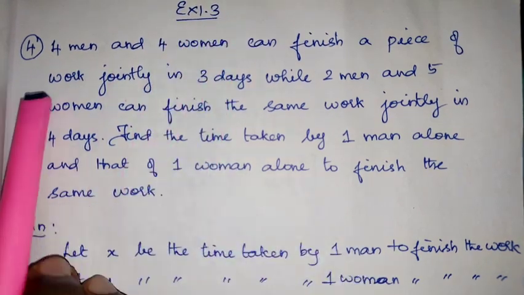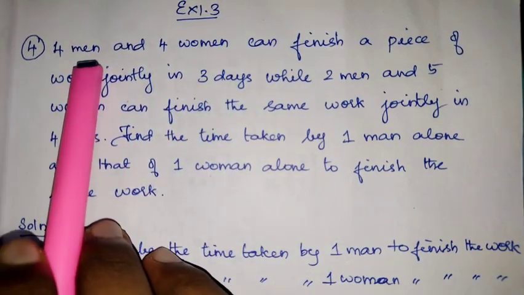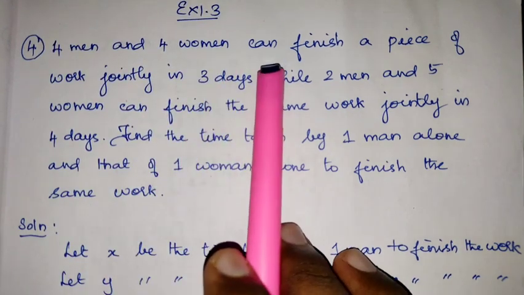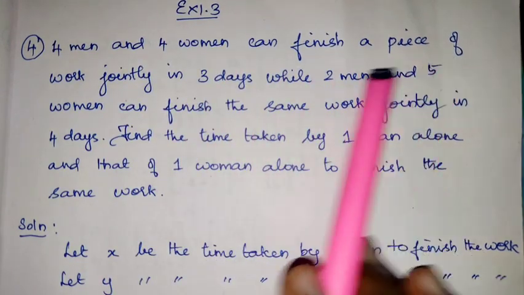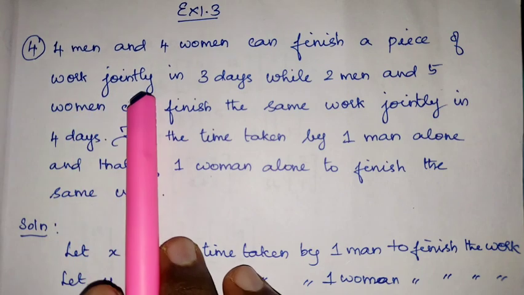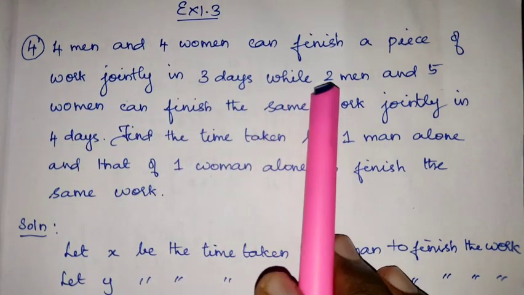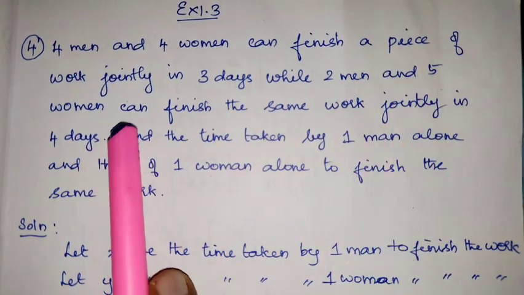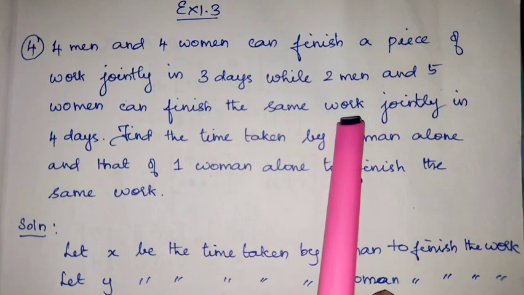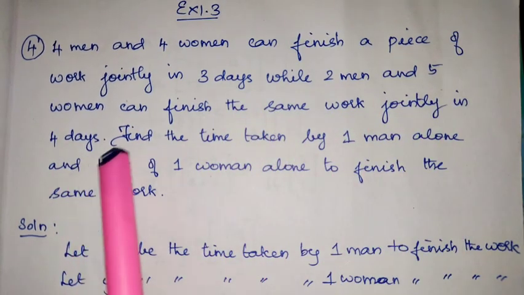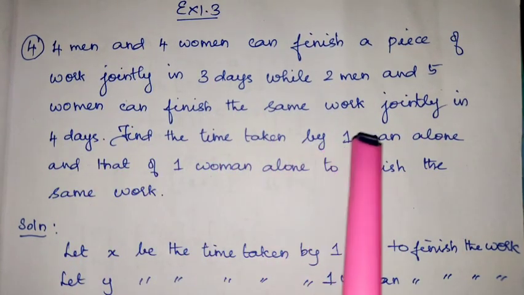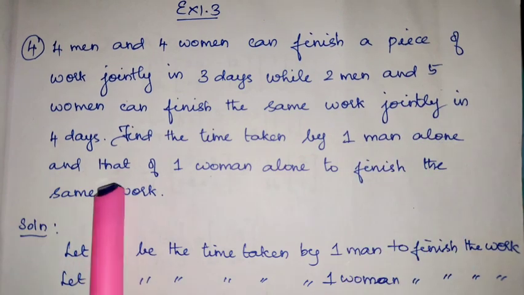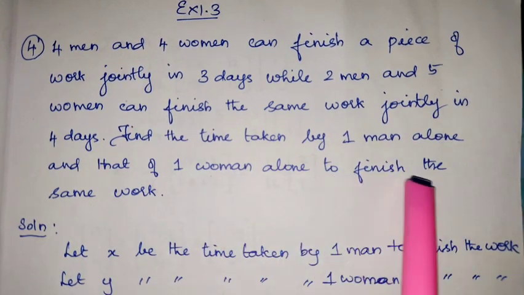Exercise 1.3, sum number 4. 4 men and 4 women can finish a piece of work jointly in 3 days, while 2 men and 5 women can finish the same work jointly in 4 days. Find the time taken by one man alone and that of one woman alone to finish the same work.